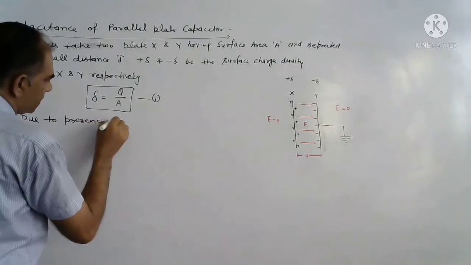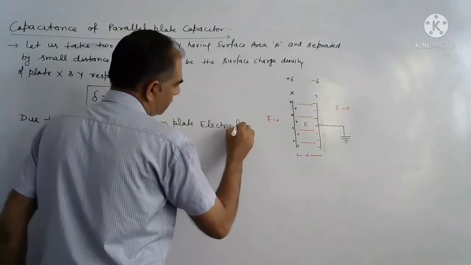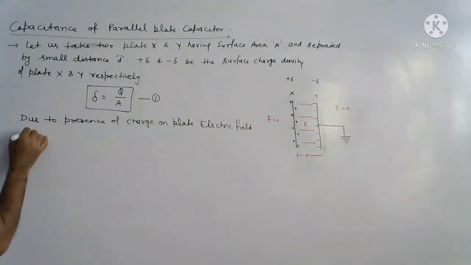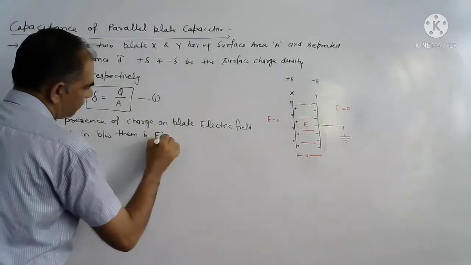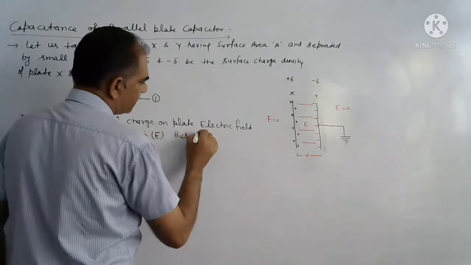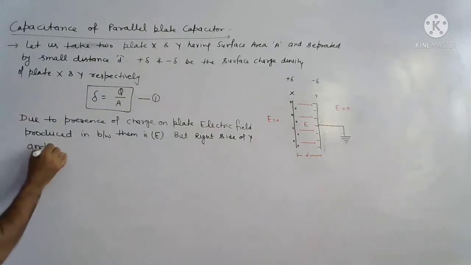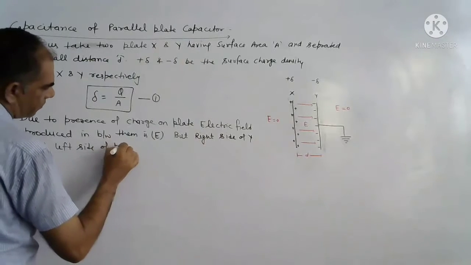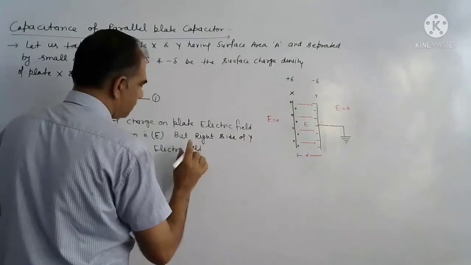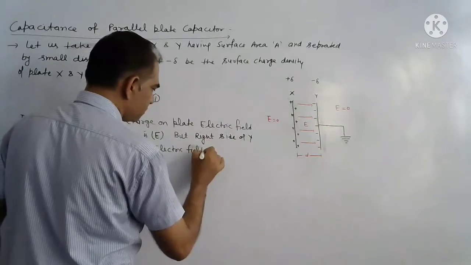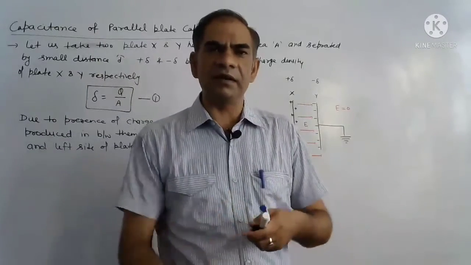So here we see that due to the presence of charge on the plates, the electric field produced in between them is E. But on the right side of plate Y and the left side of plate X, the electric field is zero, because this is the earthing part and these are metallic plates.